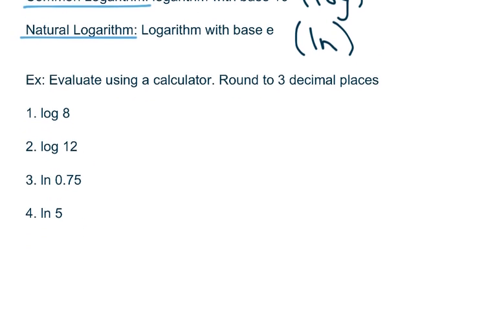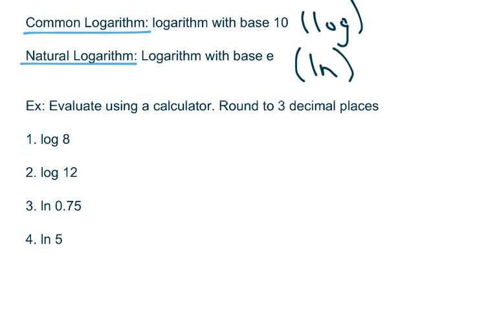Okay, so let's try these. Evaluate using a calculator. I'm not saying that you've got to know what certain logarithms are equal to. Some of them are maybe a little simpler than others, but for these 4 examples, log of 8, log of 12, natural log of 0.75, natural log of 5, I'm not expecting you to know what these are. That's why we say evaluate using a calculator, round to 3 decimal places.